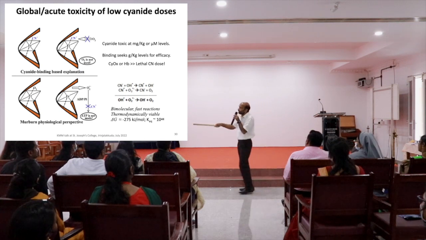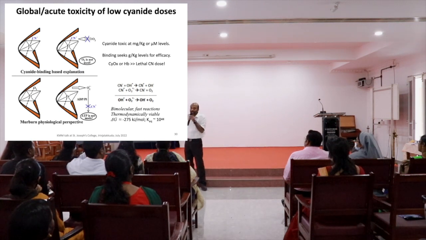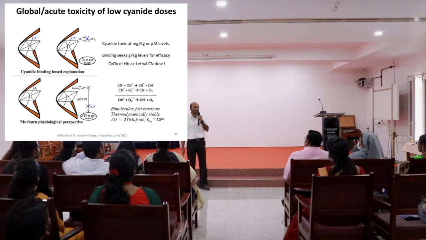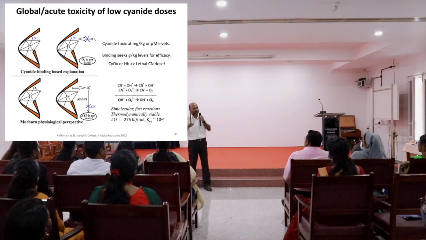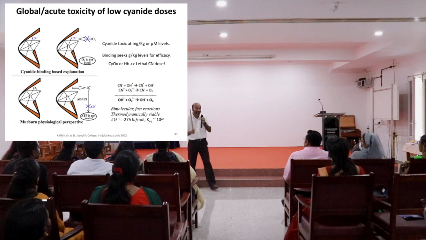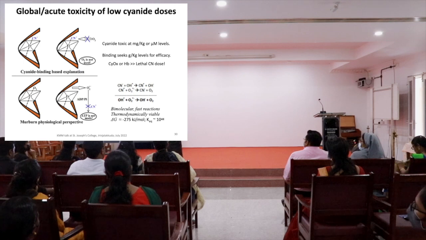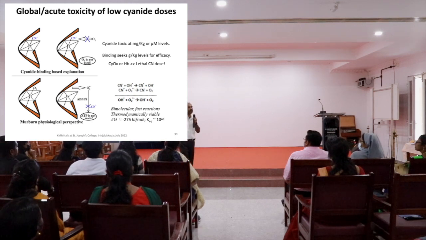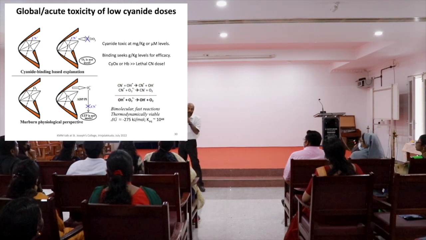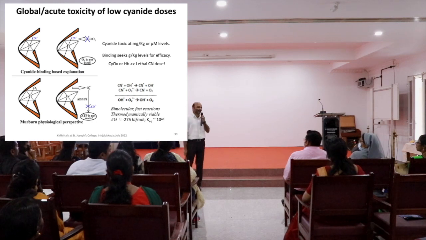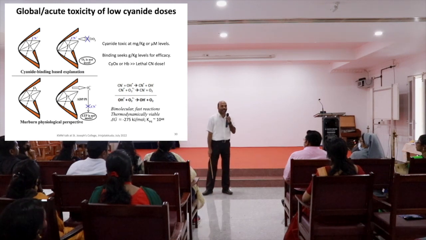This is the reality. For a binding-based effect, you need gram per kg. You need to eat cyanide like this for it to be effective. But that is not needed. And the effect is very quick. So the Murburn theory says that the reactive oxygen species that is produced is the one that makes ATP. And what cyanide does is it reacts with the reactive oxygen species, preventing the usage of the ROS to make ATP.